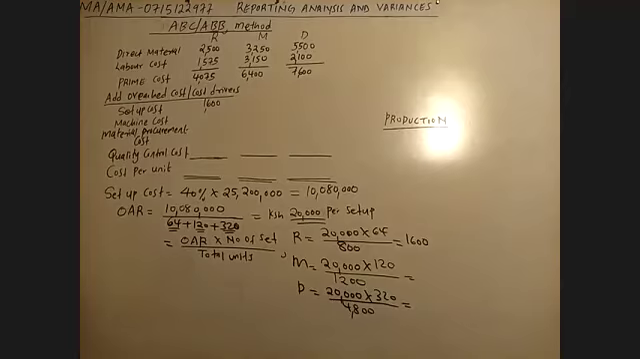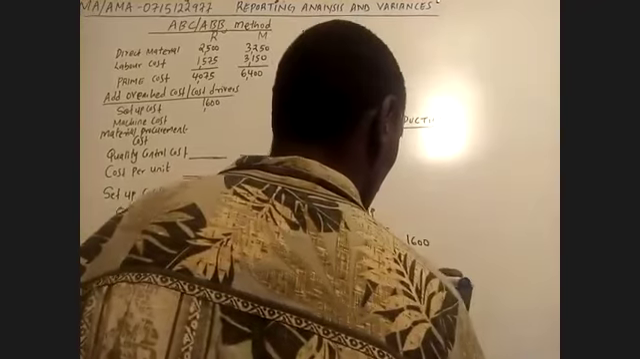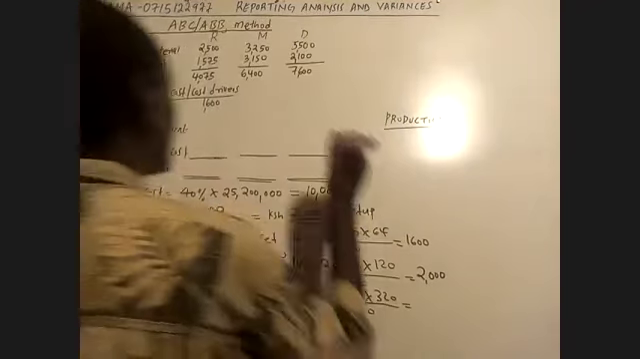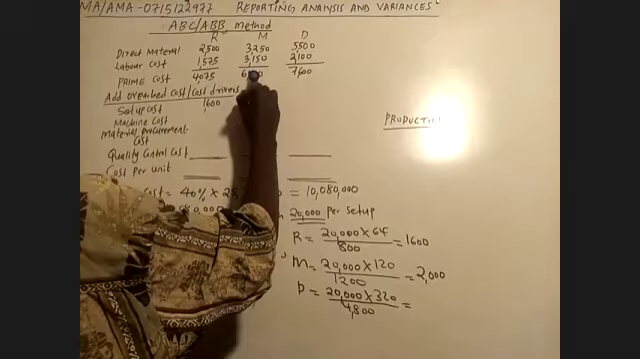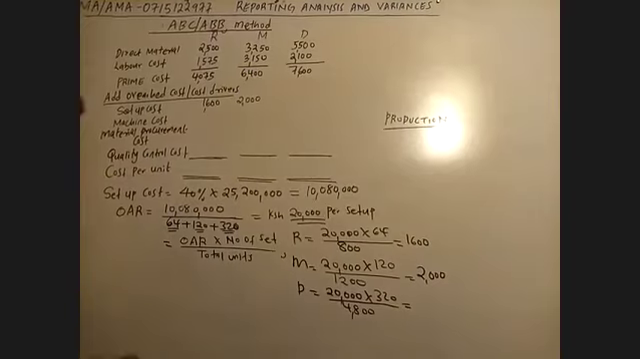So we need space. Nikimaliza moja nikienda nyingine. So tuanze na ya pili: 20,000 times 120 divided by 1,200. This one is 2,000 per unit.